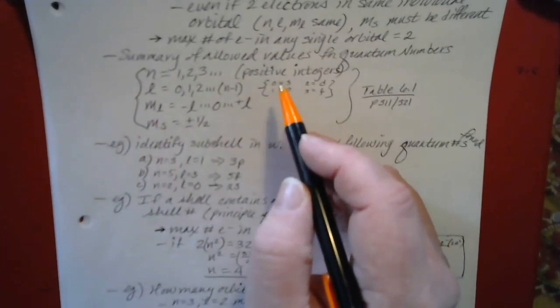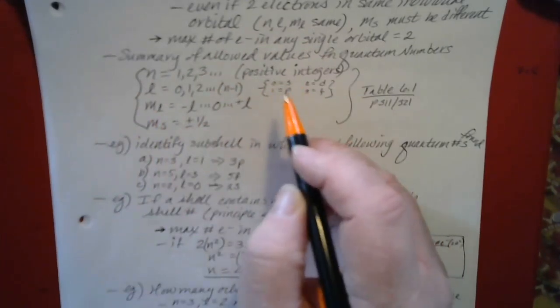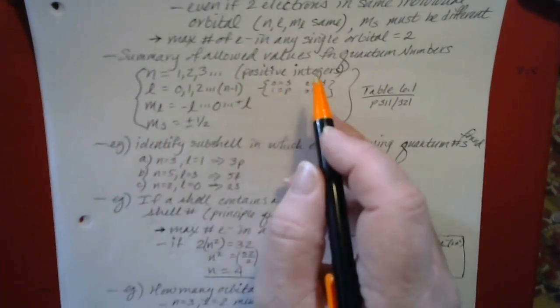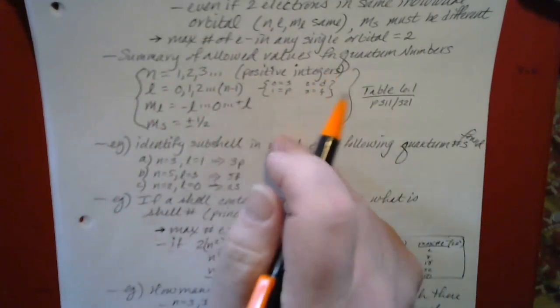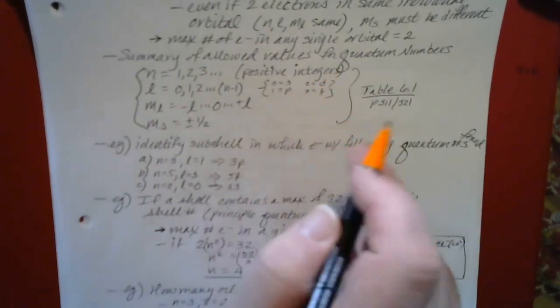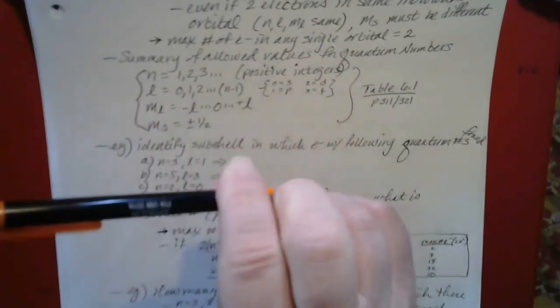Also over here, I wrote in the letters of the types of orbitals that correspond to the different values of L. 0, 1, 2, 3 correspond to S, P, D, and F. There are other types of orbitals that go like G, H, I, J, and so on, but they are so rarely encountered that we're not going to bother with those.